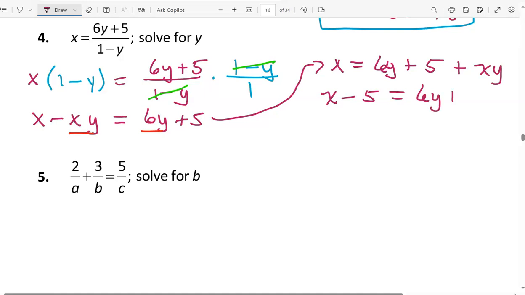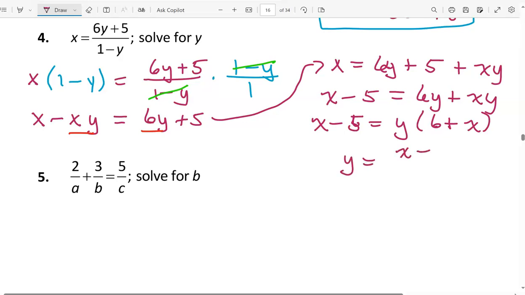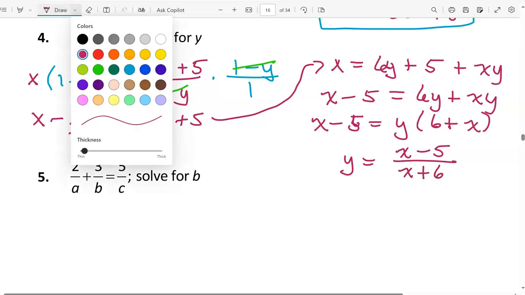Now we have all the terms that involve y on one side and all the terms that do not on the other. In the next step, we can factor the variable that we're trying to solve for, which is y, and then divide, and we get y is equal to x minus 5 divided by, and I'll say x plus 6, but 6 plus x is equivalent.